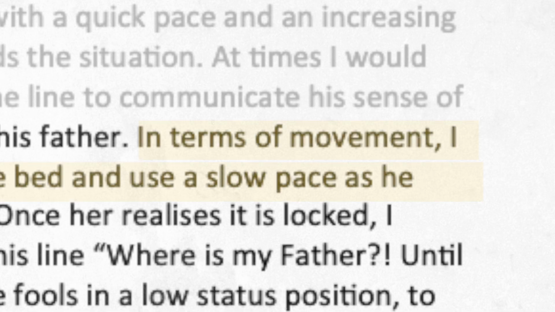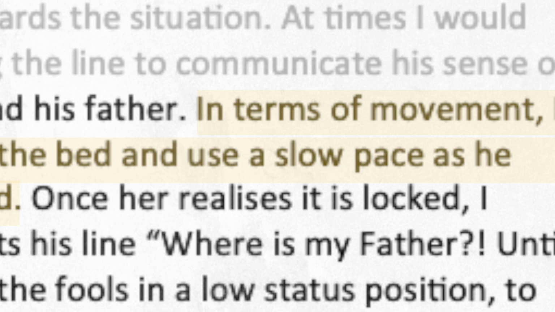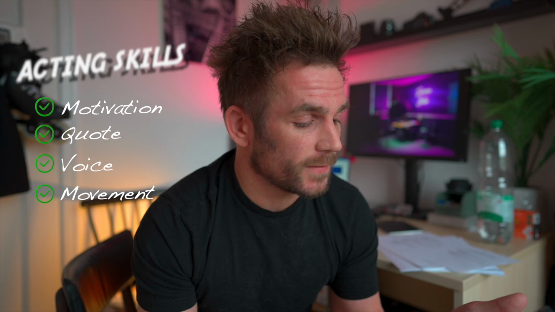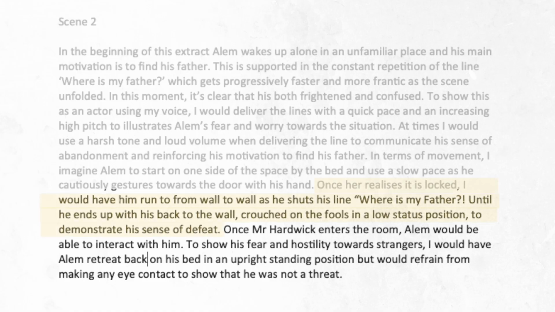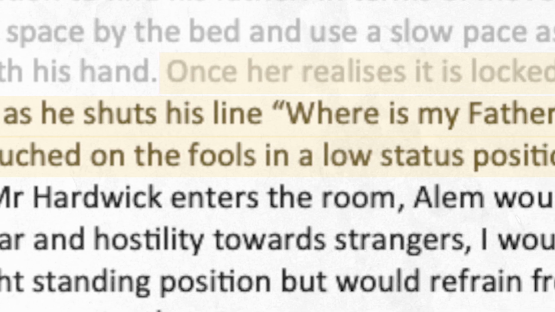In terms of movement, I imagine Alam to start on one side of the space by the bed and use a slow pace as he cautiously gestures toward the door with his hand. Now this question doesn't ask us to expand on gestures, it just says movement, and I think for this we do have a clear picture of how an actor would be moving across the space. Once he realises the door is locked, I'd have him run from wall to wall as he shouts his line, "Where is my father?" until he ends up with his back to the wall, crouched on the floor in a low status position to demonstrate his sense of defeat.